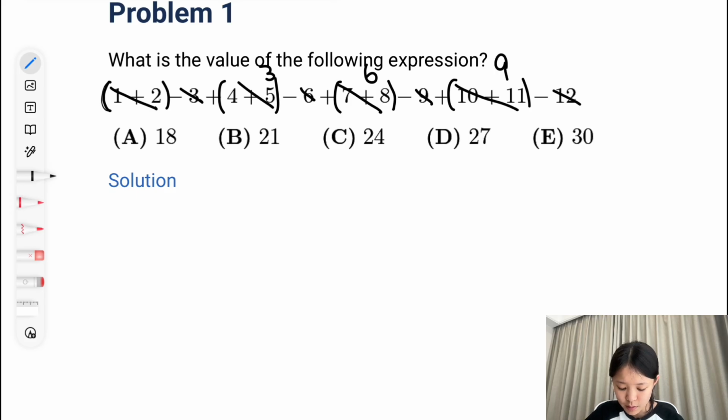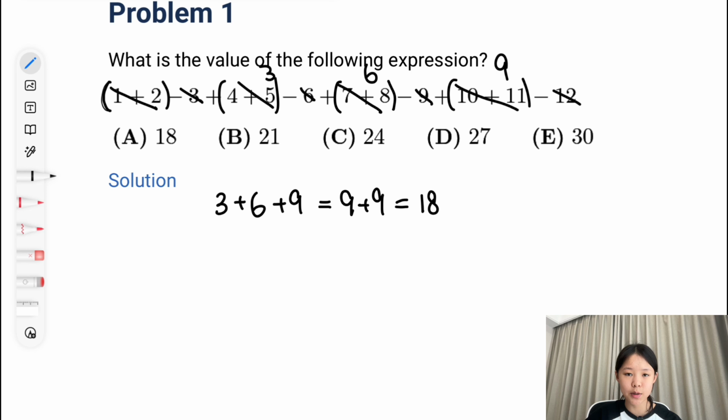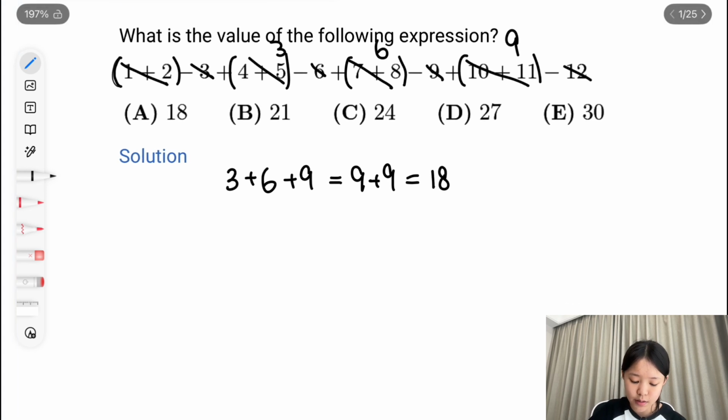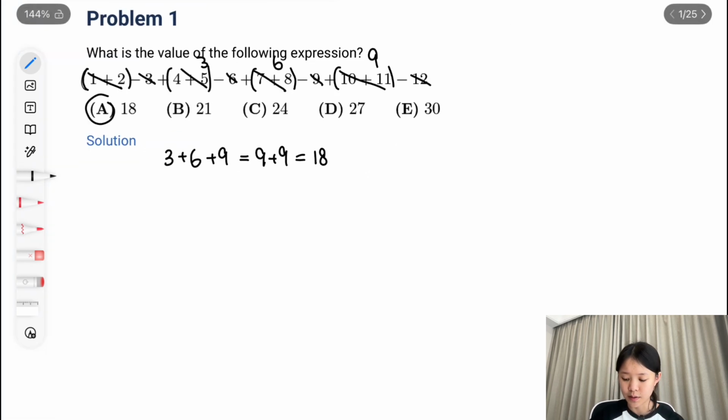So finally, it comes down to 3 plus 6 plus 9, which is 9 plus 9, which is 18. So very quickly and very easily we can come down to the final solution, which is A, 18.